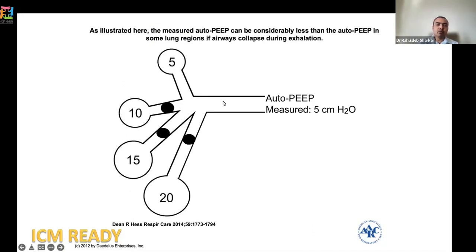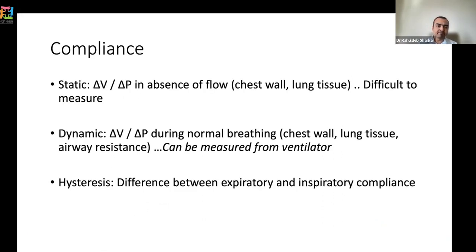And auto-PEEP works this way. Various lung segments work differently. So this segment has cleared itself quite well, but these other segments have not done it very well. Therefore, when we talk about auto-PEEP, it can be different in various lung regions, and we alluded to this previously as well. So this is something that affects various regions in a different way.